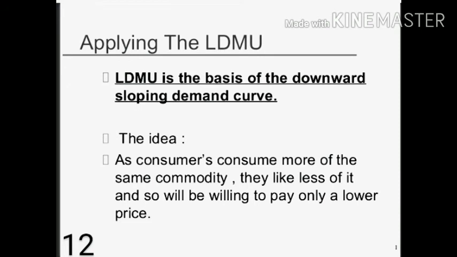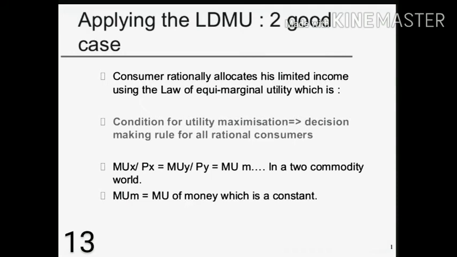LDMU is the basis of the downward sloping demand curve. The idea of LDMU is that as consumers consume more of the same commodity, they like less of it and so will be willing to pay only a lower price. Applying the LDMU to the good case.